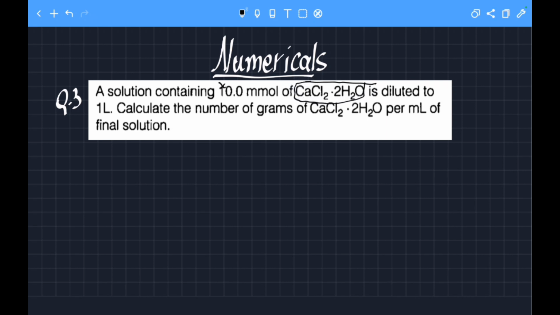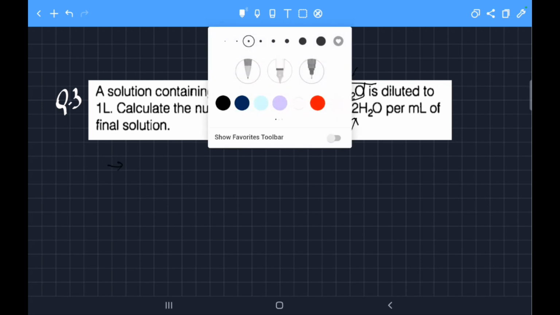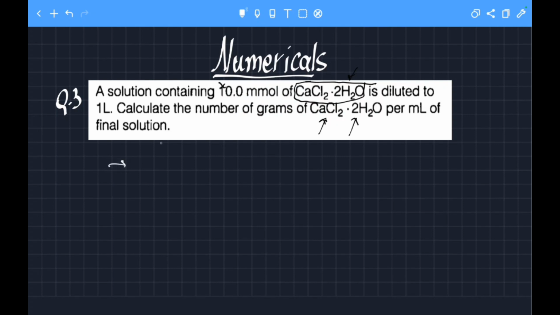Now, if you dilute it to 1 liter, there is no visible impact on the 2H2O part. Nothing changes here. In fact, in the next line, it has directly asked to calculate the number of grams of CaCl2.2H2O. So nothing happened to CaCl2.2H2O. You can very clearly assume that part remains the same. So calculate the number of grams. So first of all, the first thing we know is 10 millimoles, that is 10 into 10 raised to minus 3, 10 raised to minus 2 moles.